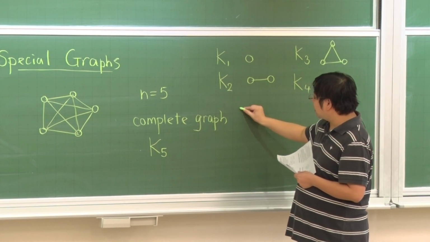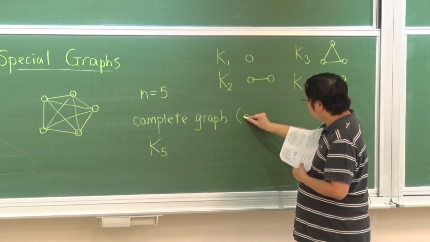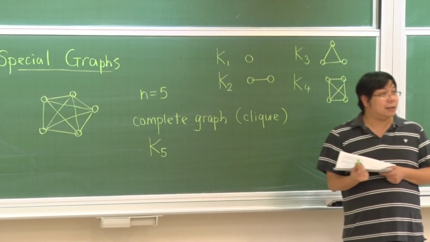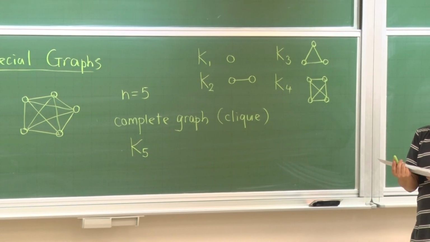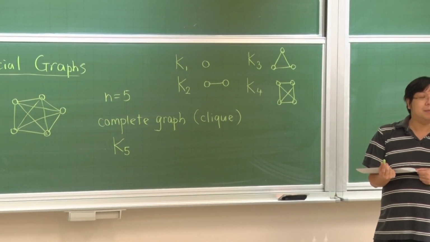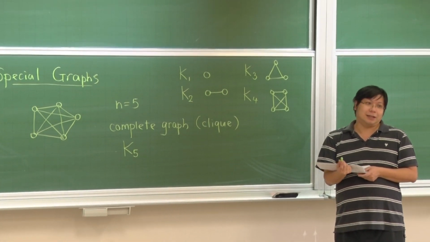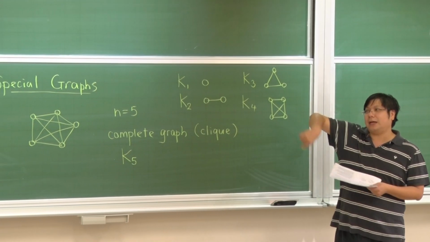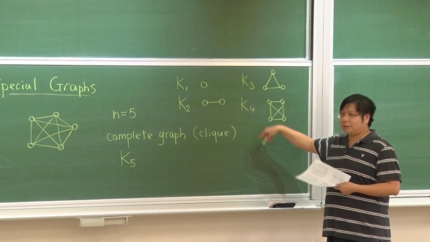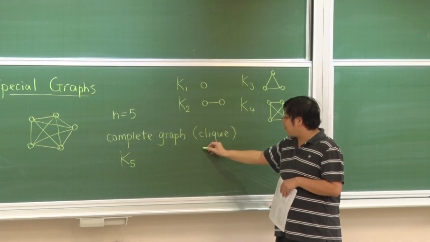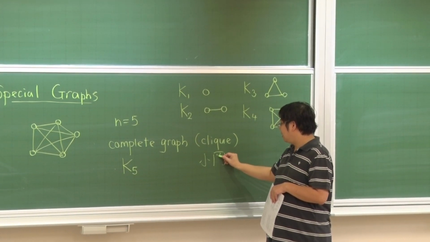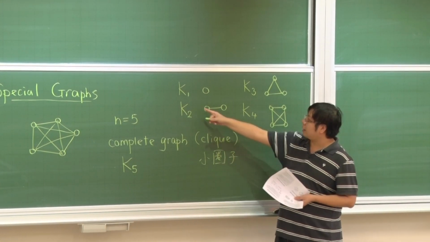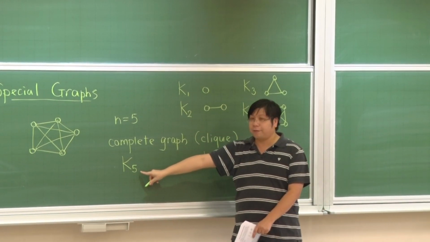A complete graph also has another name. People call it a clique. Clique is actually an English word. It means a group of people, usually very small, who have common interests. For outsiders, it is difficult to join this group, but for the insiders, they are very friendly to each other. In Chinese, maybe we can translate this to 小圈子. So this is a clique. Sometimes it is a clique of 1 vertex, a clique of 2 vertices, a clique of 5 vertices.